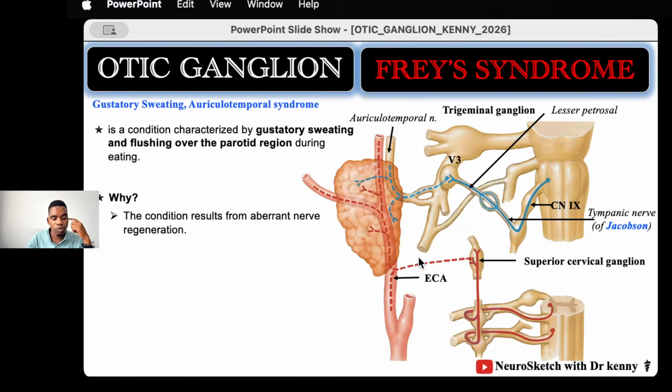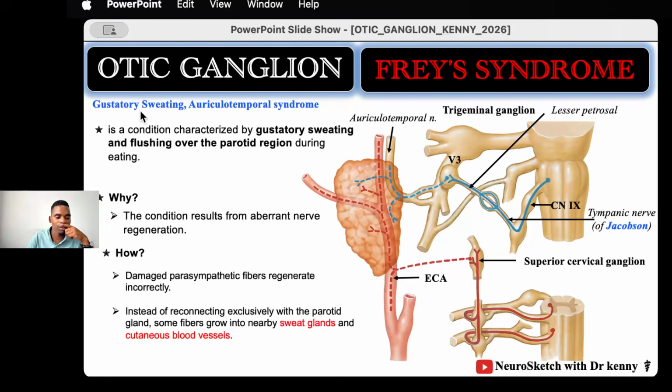So why does it happen? Why do people sweat while they are eating? Listen, we said we have the postganglionic parasympathetic fibers that are carried by way of the auriculotemporal nerve to the parotid gland. The function of these nerve fibers is to increase secretion. The function of this parasympathetic is to increase salivary secretion here. So it happens that these fibers got injured, and while they are healing, while they are reconnecting, instead of connecting back to the parotid gland, they connect to the sweat glands and the blood vessels around that region. So whenever you're eating or thinking of food, instead of secreting saliva, you are secreting sweat, and so you are sweating while eating, and this is called Frey syndrome or gustatory sweating.